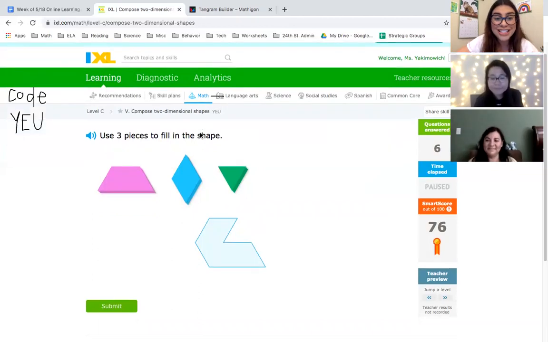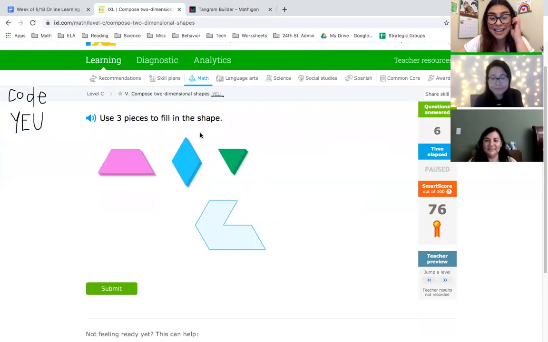So it's just like the tangrams that we were using today on our Tangram Builder website, but instead they're not shapes that are images that we know every day. We're actually going to come up with the images. Our teachers are just going to shout out what it reminds them of. So here it says use 3 pieces to fill in the shape. And so they gave us 3 different shapes.